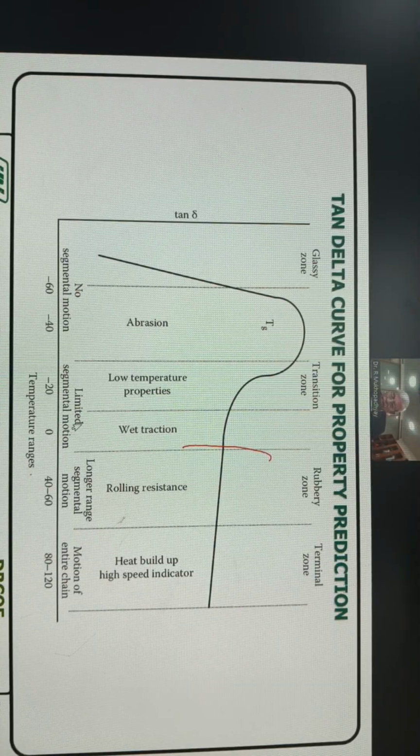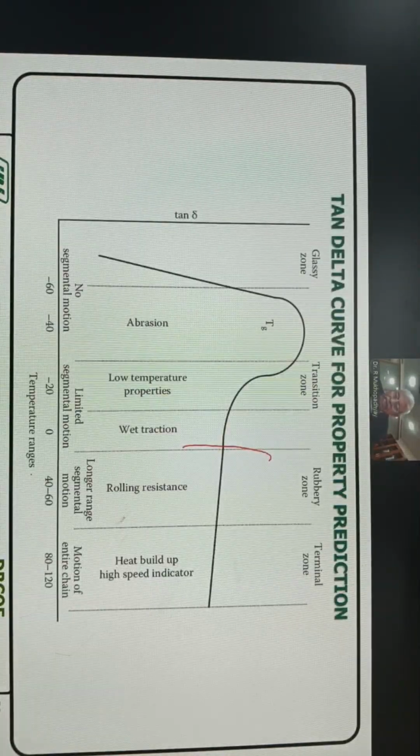So the wet traction generally comes between 0 and minus centigrade, and generally the rubbery zone comes where the rolling resistance lies, between 60 to 70 centigrade, the surface temperature. This is called the long range of the segmental motion. Around 60 to 70 centigrade, the V/E ratio is as low as possible, so we get better rolling resistance. But if higher than about 80 degrees centigrade, you get hysteresis heat build-up. In that case, you get a motion of the main chain as well as the side chain.